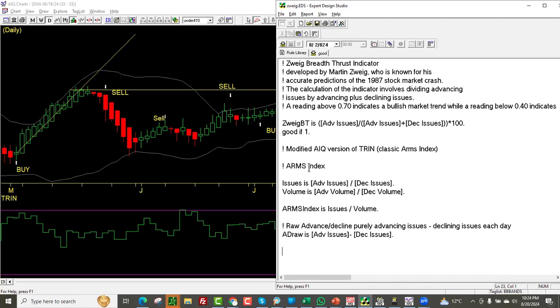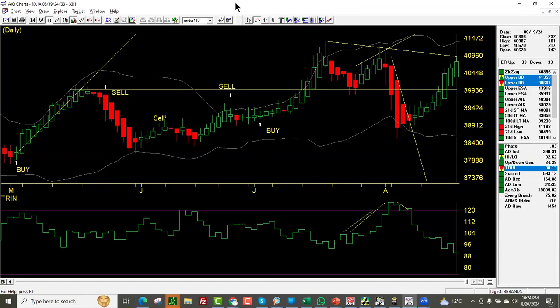So I went back and built the basic ARMS index, which is advancing issues divided by declining issues, giving me value one. The volume of the advancing issues divided by the declining volume gives me a value two. You divide the one by the other, and you've pretty much got yourself a ratio. And that ratio I put in here as a custom indicator.